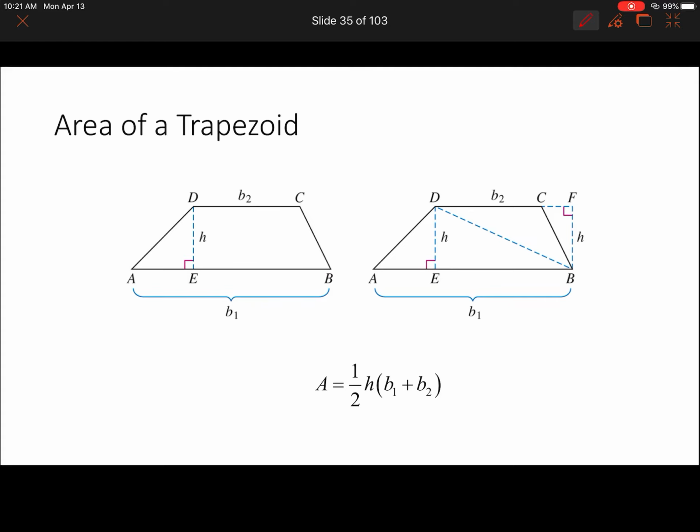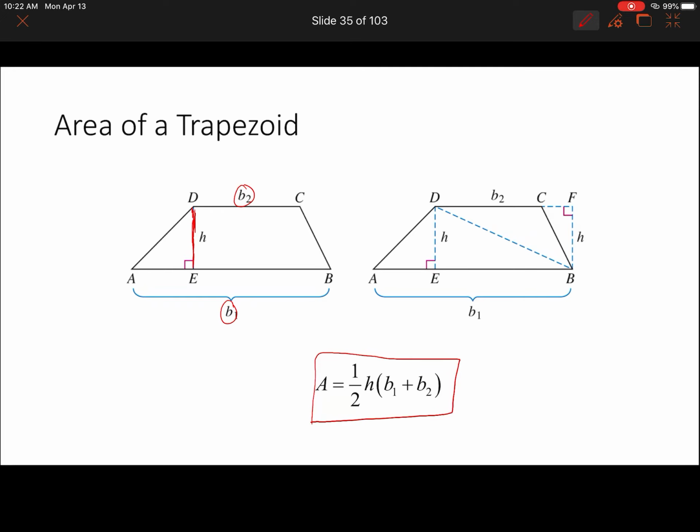Our next area is the area of a trapezoid. This one we will use a little bit. It's more common. It's 1/2 times the height times the sum of the bases. So remember, in a trapezoid you have two bases, and you can see that here, base 1 and base 2. And so we're going to add those together, multiply it times the height, which again is the same perpendicular segment through the opposite side, and then times 1/2.